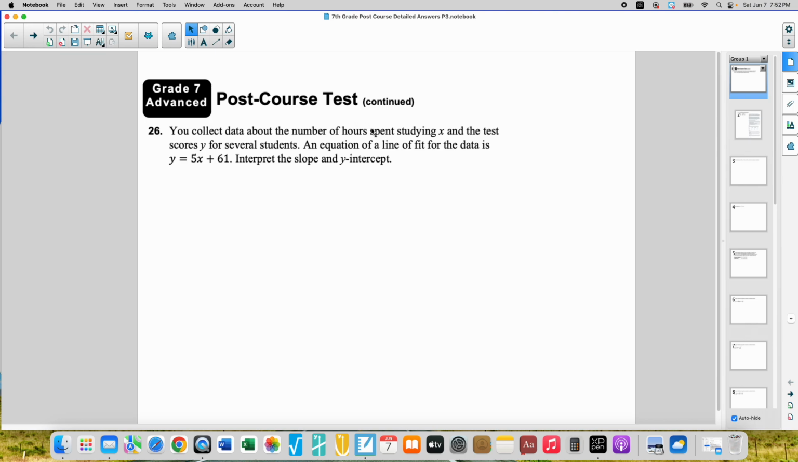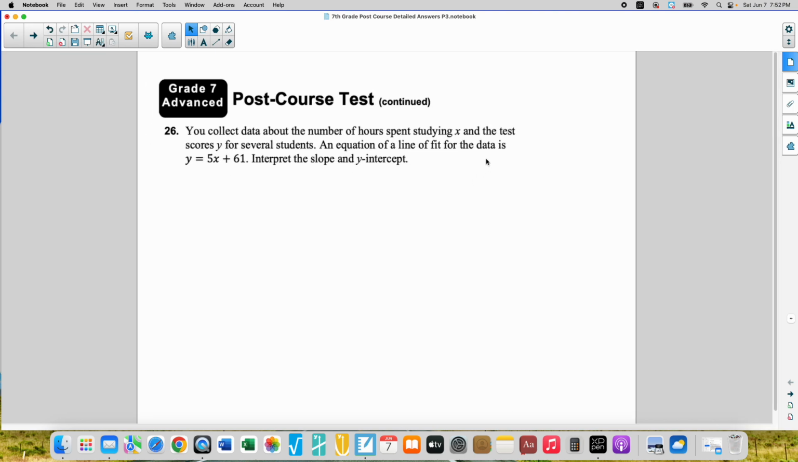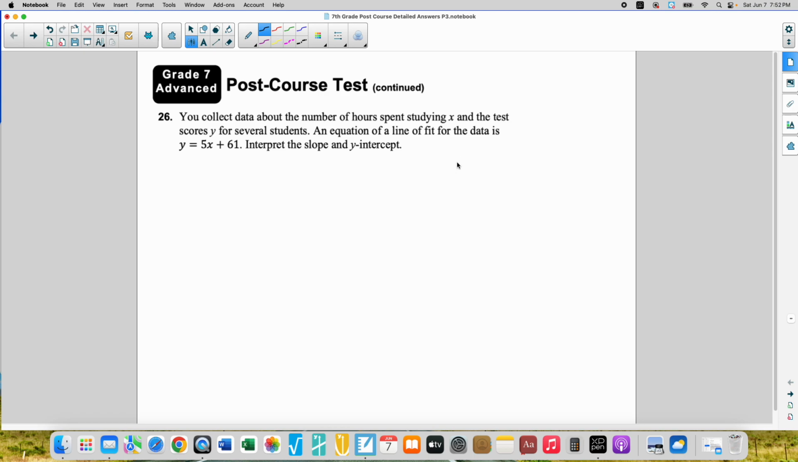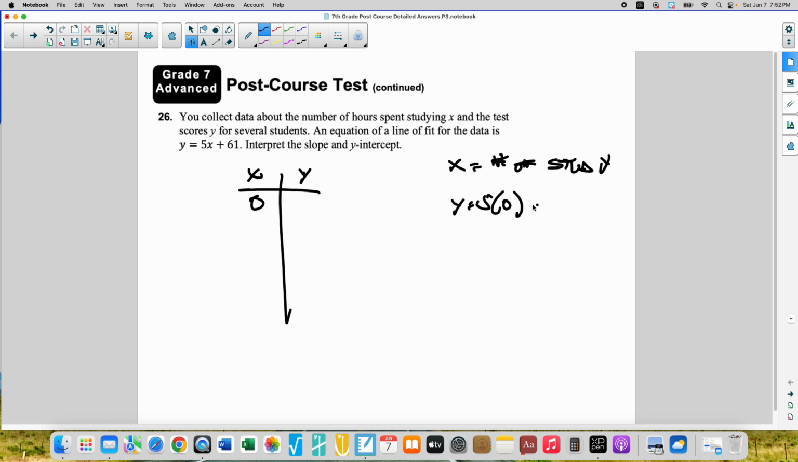So x equals the number of hours studying. So x is studying, y is your score. Okay, the scores for students. So if we plug in 0 for that equation, we have y equals 5 times 0 plus 61. So if we study for 0 hours, the score I will get on my test is a 61.